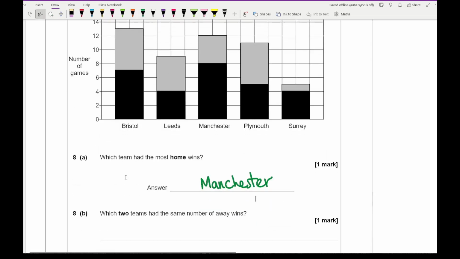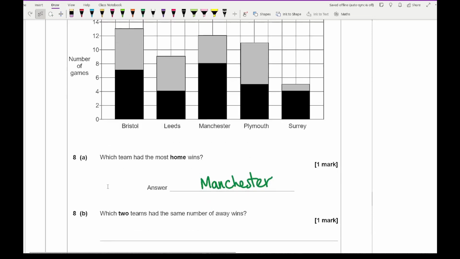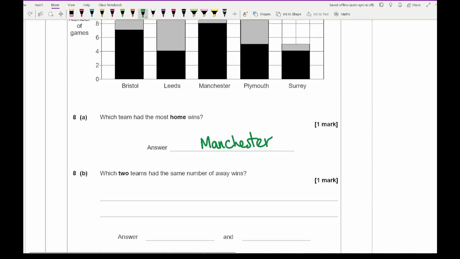The next question then says which 2 teams had the same number of away wins. So what we need to do is look at the heights of the grey bars, and we should find that those 2 are going to be Bristol and Plymouth. And again, you can write those in any order. So if you want to write Plymouth first, that's absolutely fine.